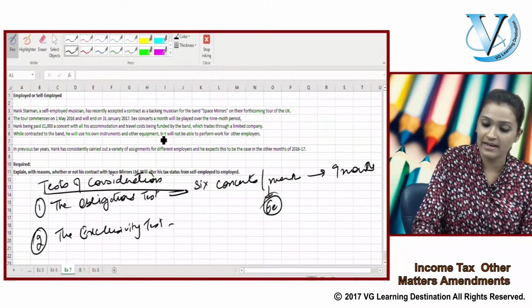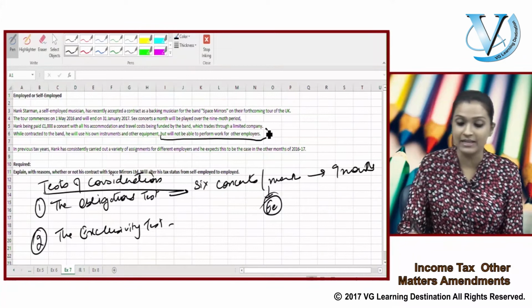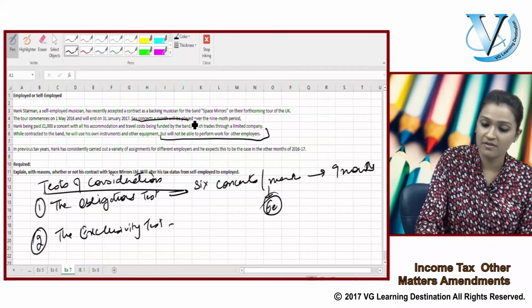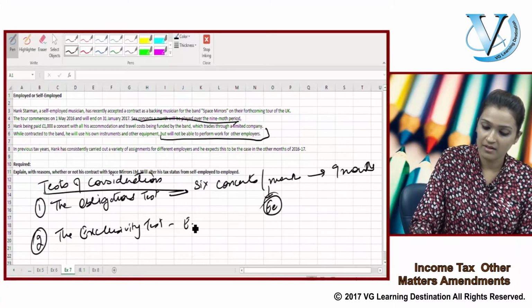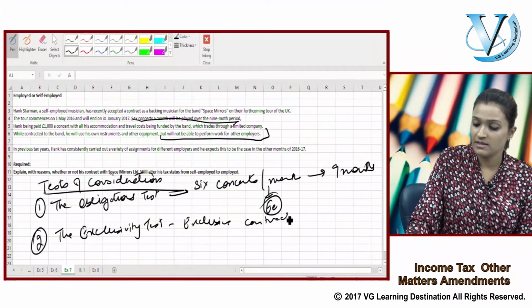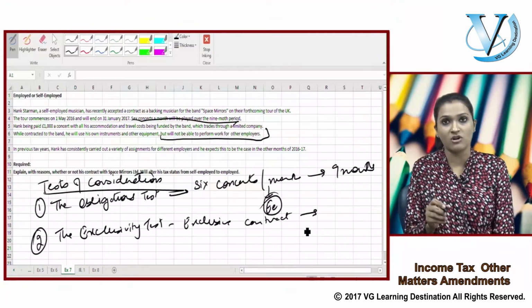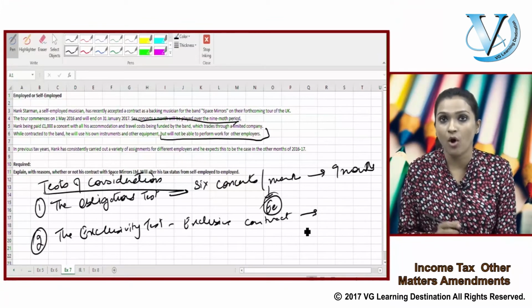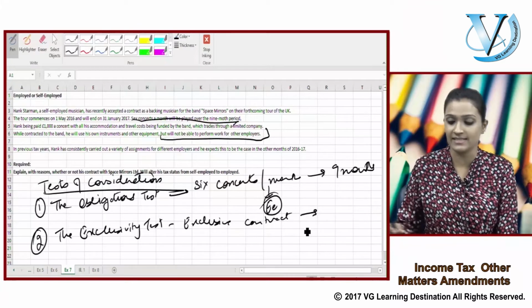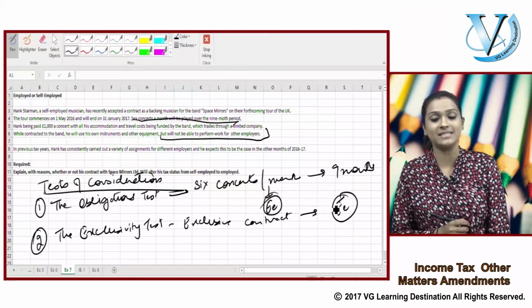Now, very clearly it says, but will not be able to perform work for other employers. So, definitely an exclusive contract. You make exclusive contracts with your employer, not if you are a freelancer. So, definitely looks like an employee from the second test as well.